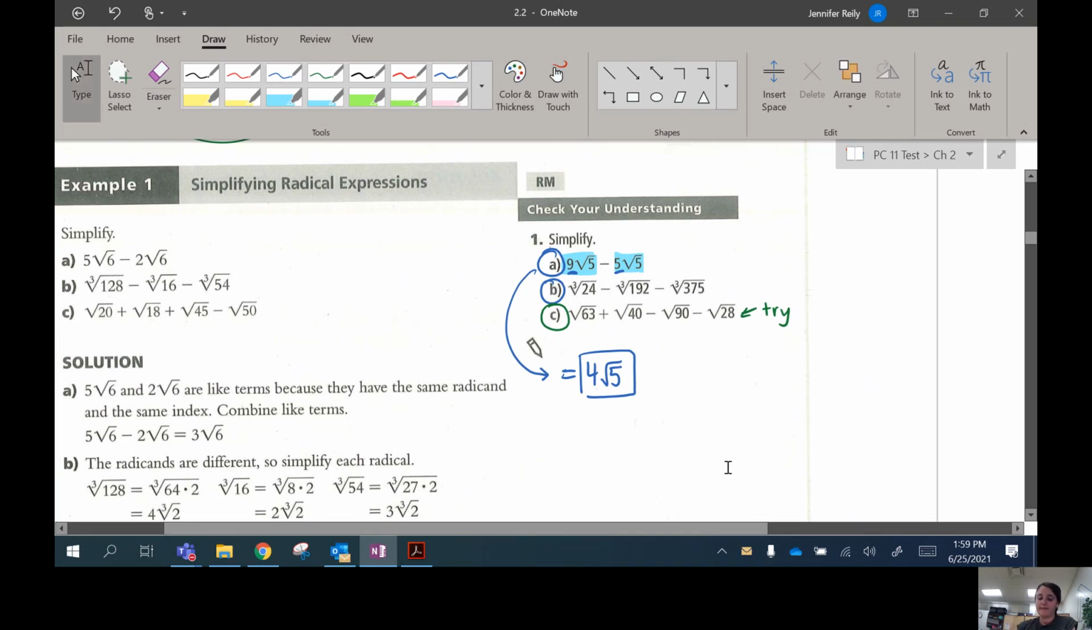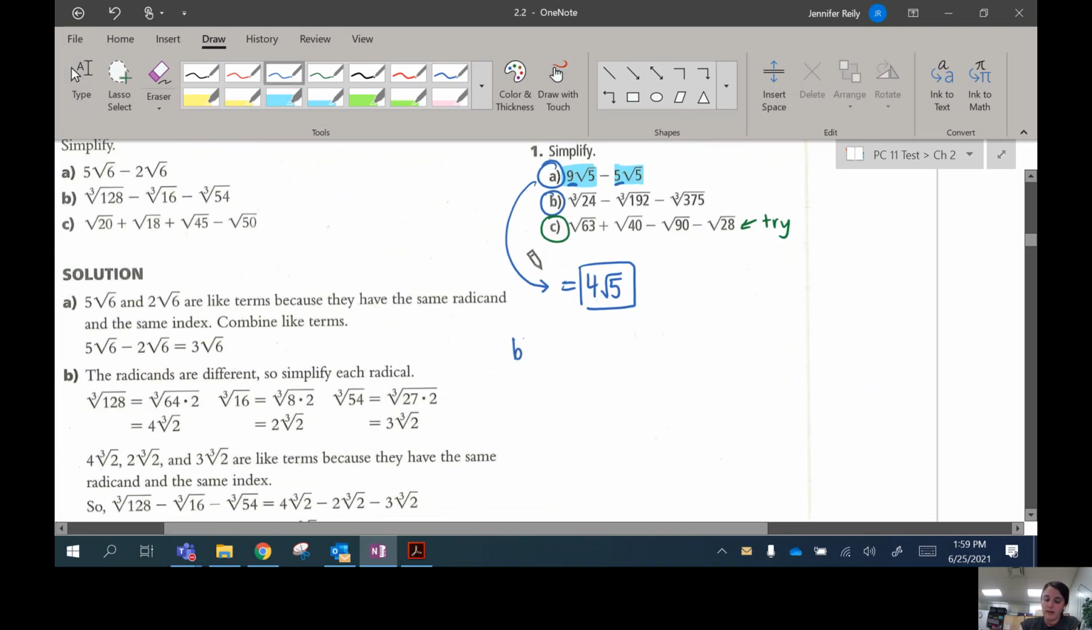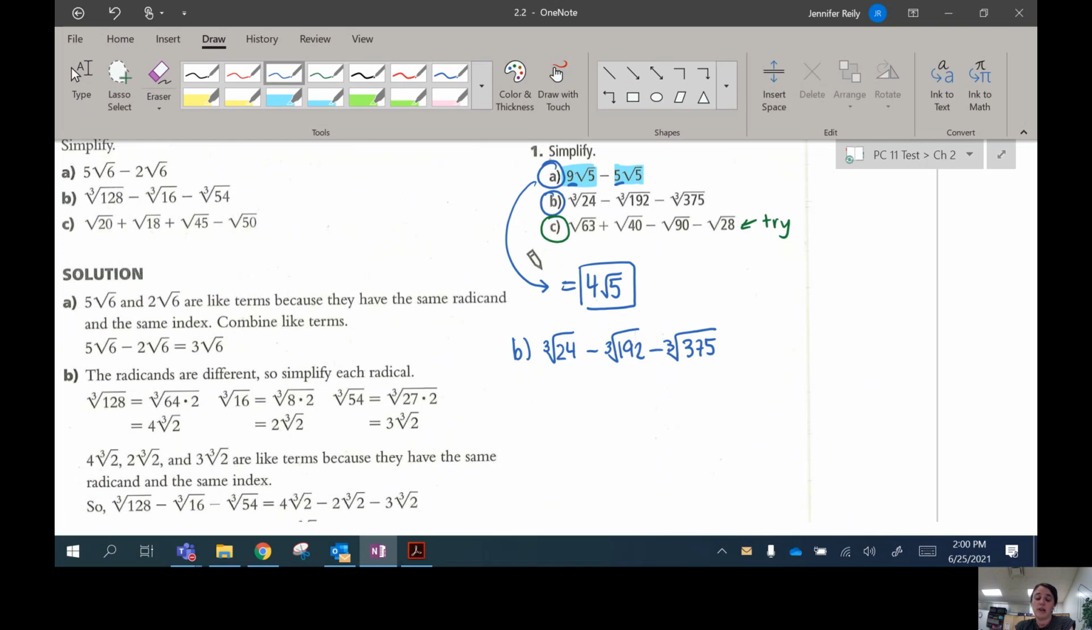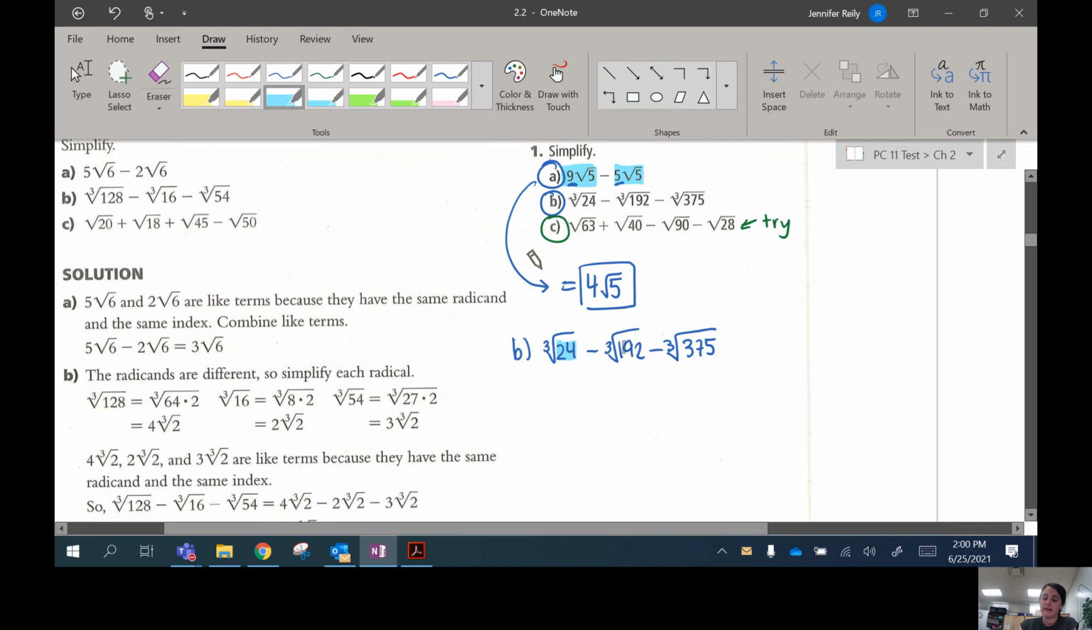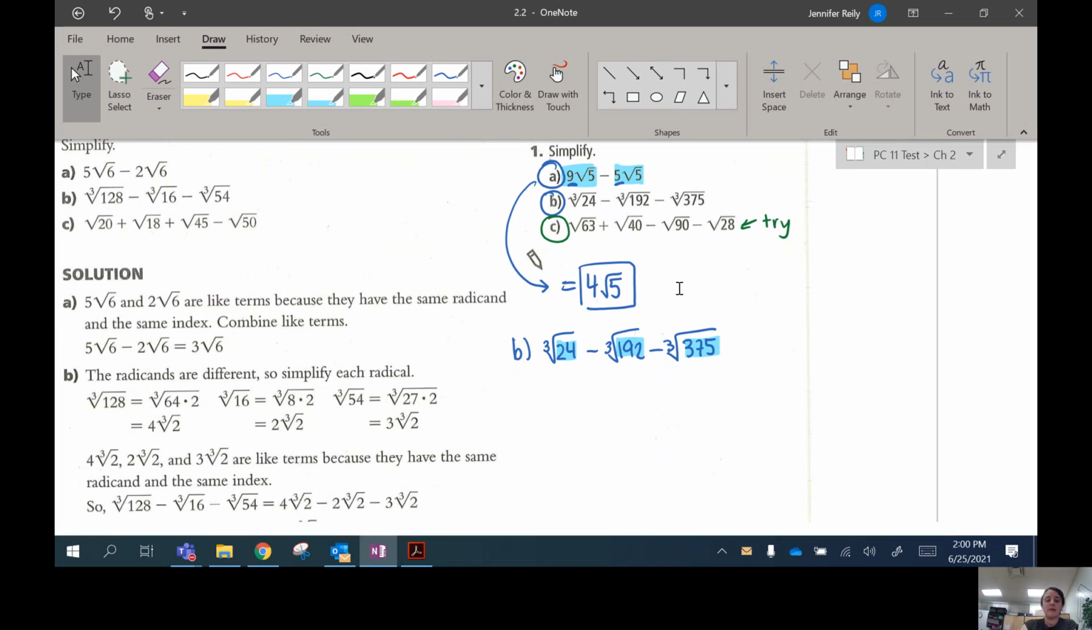Okay, let's look at B. I'm going to rewrite B here. So I've got cube root of 24 minus cube root of 192 minus cube root of 375. Upon first inspection, these all look different, and they are all different. We can't immediately combine any because they all have a different radicand. But maybe if we write these as mixed radicals, some of the radicands will be the same. So let's split these up and write them as mixed radicals.